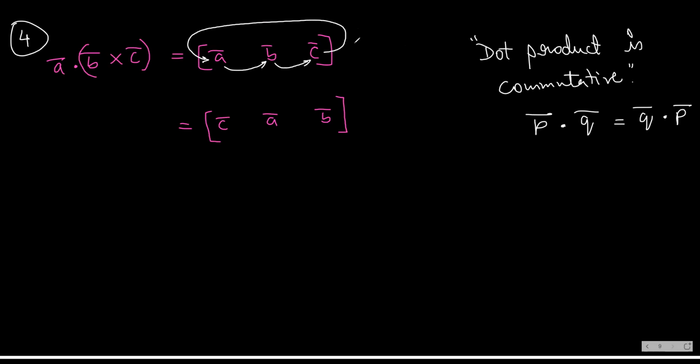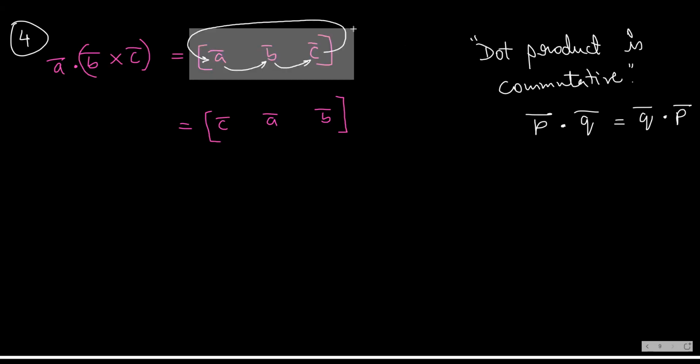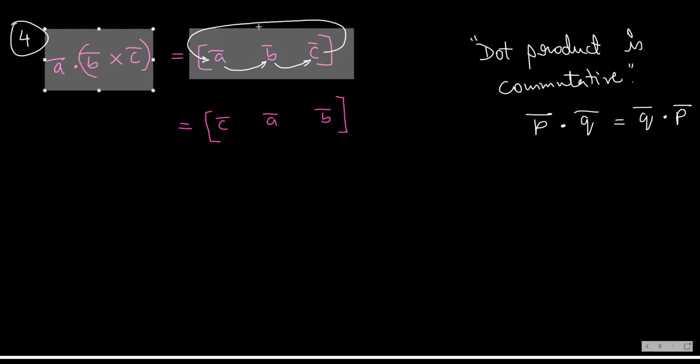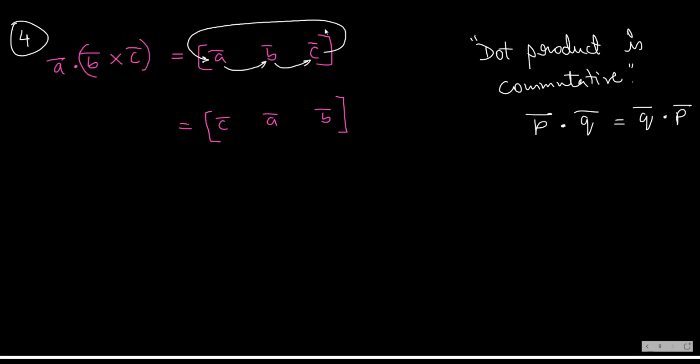For this one, you wrote a bar dot b bar cross c bar. What will you write for c bar, a bar, b bar? You will write c bar dot a bar cross b bar.